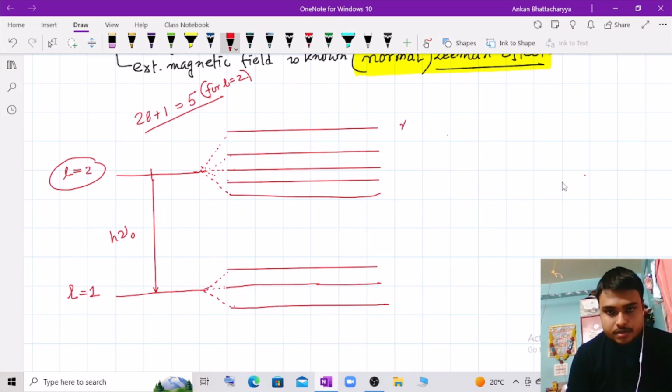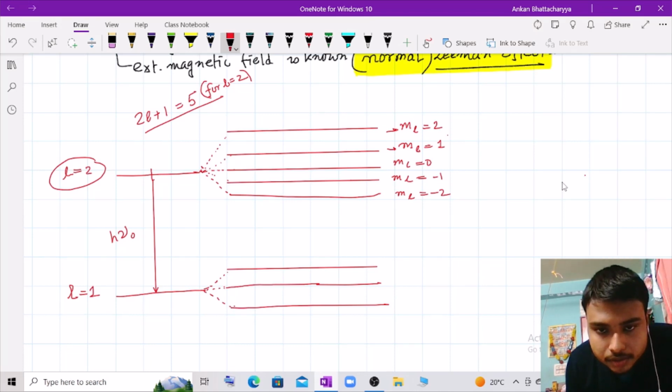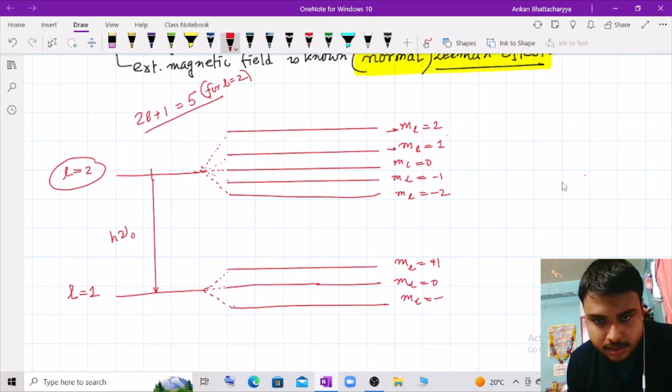Okay, this is for the ml value, let us say 2. This is for ml value 1. This is for ml value 0. This is for ml value -1. This is ml value -2. This is for ml value +1, ml value 0, ml value -1.